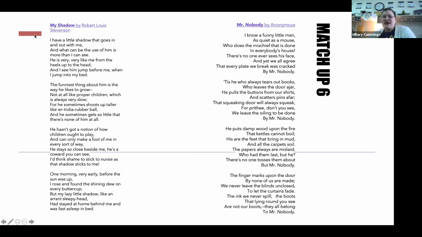I have a little shadow that goes in and out with me, and what can be the use of him is more than I can see. He is very, very like me from the heels up to the head, and I see him jump before me when I jump into my bed. The funniest thing about him is the way he likes to grow, not at all like proper children, which is always very slow, for he sometimes shoots up taller, like an India rubber ball, and he sometimes gets so little that there's none of him at all.